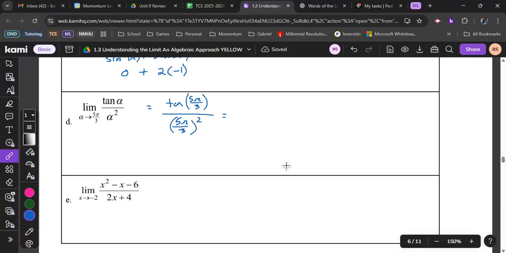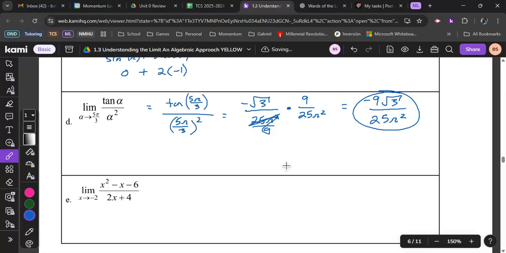It's negative square root of 3. Yep, exactly. We're in quadrant 4. And if you go and look them up, guys, you'll see it. Okay? But this is going to be negative root 3 over 25 pi squared over 9. How do I get rid of a fraction of fractions? Keep, change, flip. That goes away now, right? So I get negative 9 root 3 over 25 pi squared. I mean, it's ugly, but it's a number.